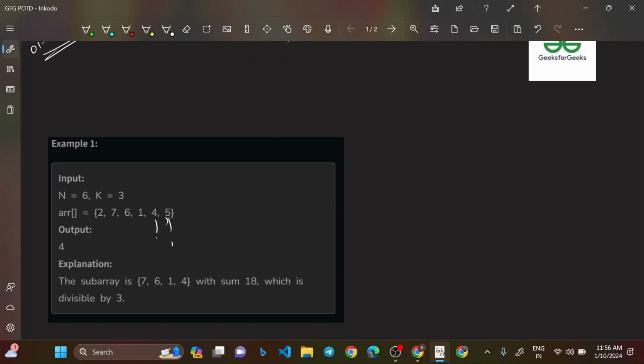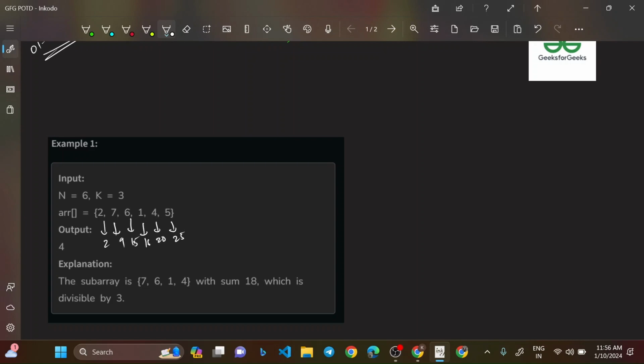If you remember the zero sum question, where they ask you to find the length of the longest subarray where the sum of the elements is equal to 0, how do you do that? The same prefix array. You store the sum of the elements till every index i. Here the sum is 2. At this index, the sum is 9. Here it is 15. Till this point, the sum is 16. Till this point it is 20. Till this point it is 25.